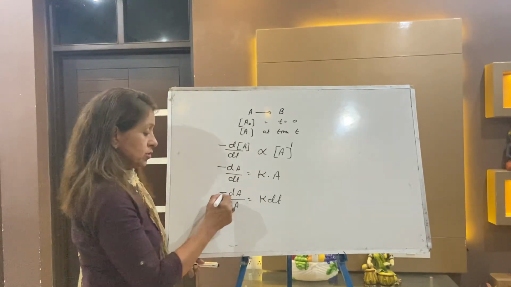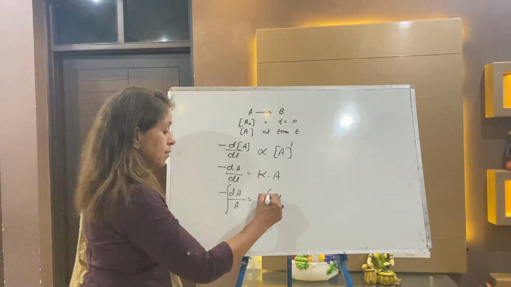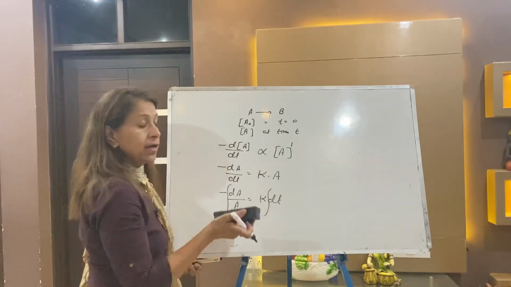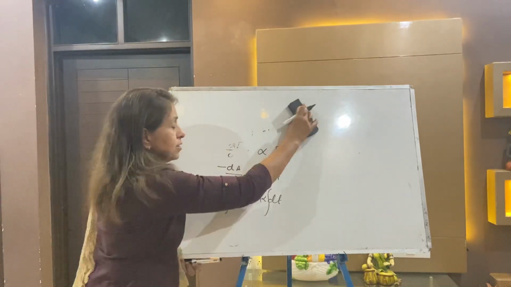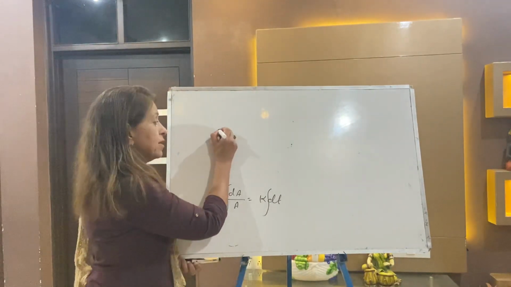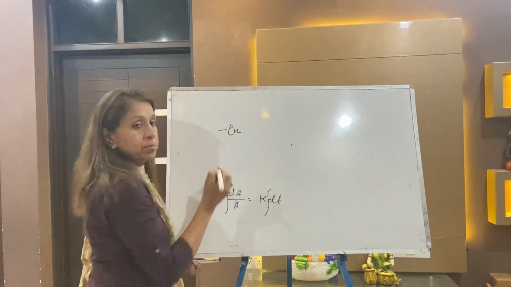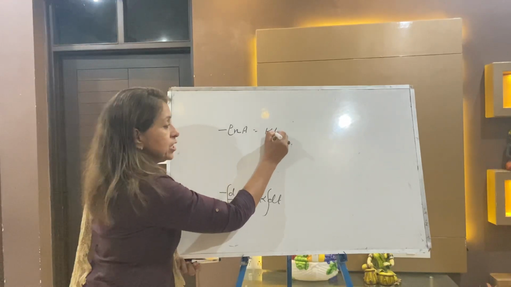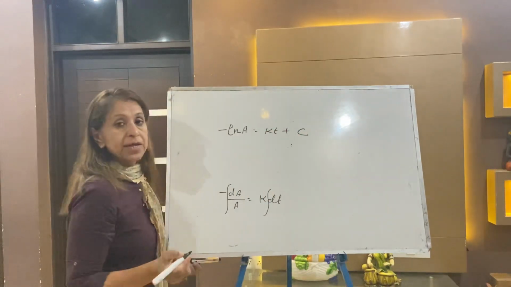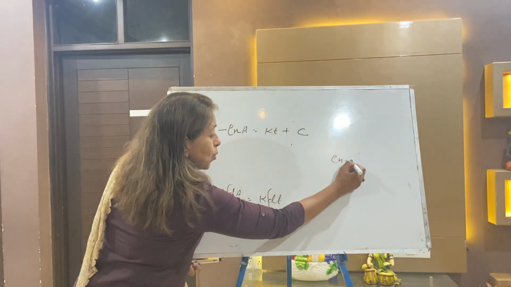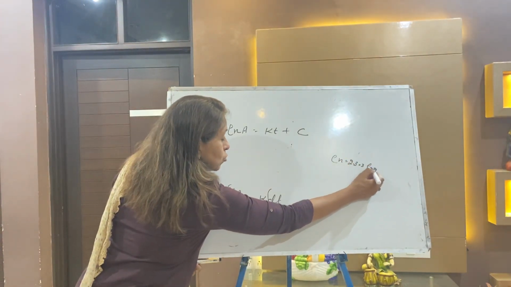Now integrate it. Because the integration is of dA by A, not of dA simply, it will come in log now. Right here, it's minus natural logarithm A is equal to kt plus c. The value of the natural logarithm is 2.303 log, whose base is 10.